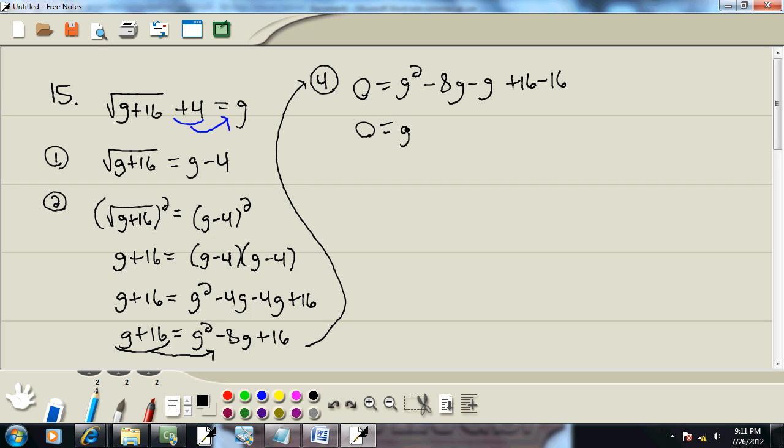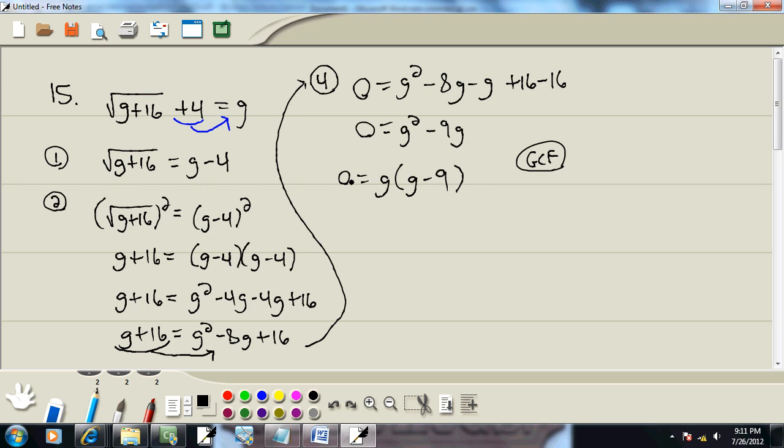No matter where you are in math, combine together like terms. Negative 8g and negative g is negative 9g. 16 minus 16 drops away. This one, you factor using the GCF. They both have a g in common. So factor out a g, and that gives me g minus 9.